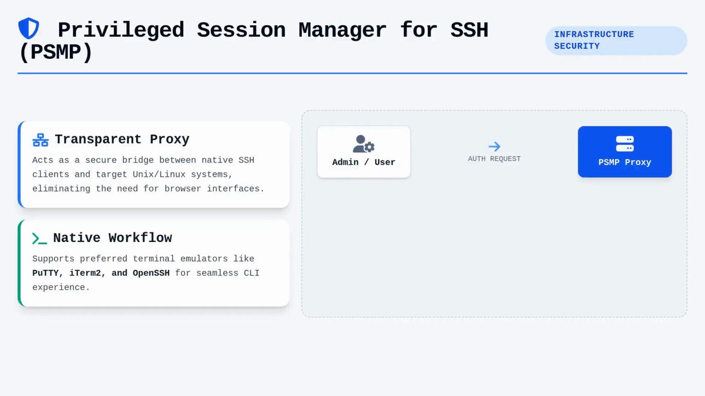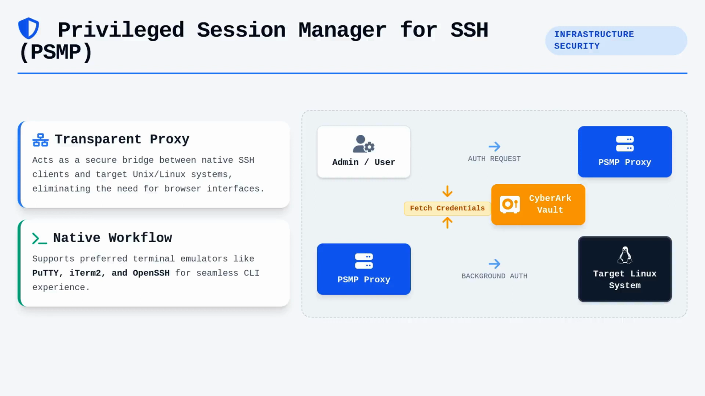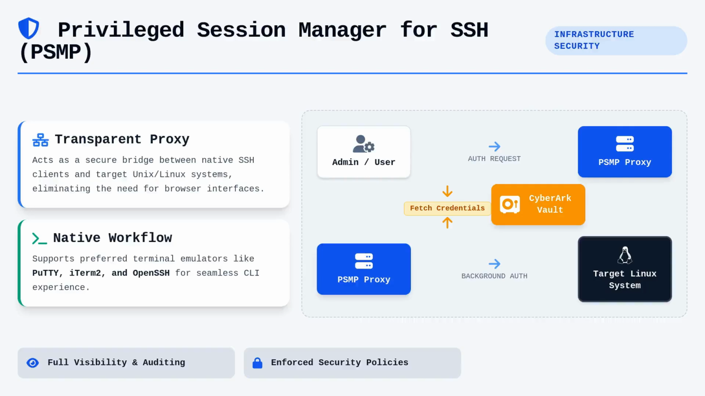The connection flow essentially involves the user authenticating to the PSMP, which then retrieves credentials from the vault to authenticate against the target server in the background. This design maintains the user's workflow while enforcing security policies that would otherwise be difficult to implement in a decentralized environment. It is an elegant solution for infrastructure teams who prefer the command line interface over graphical alternatives.